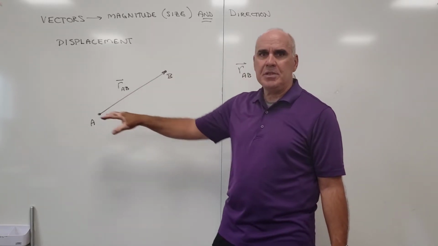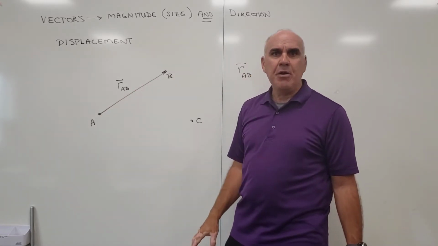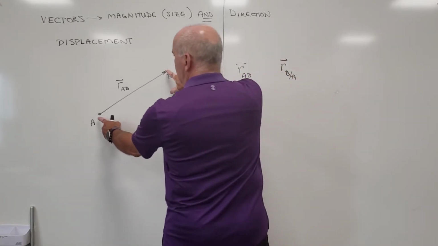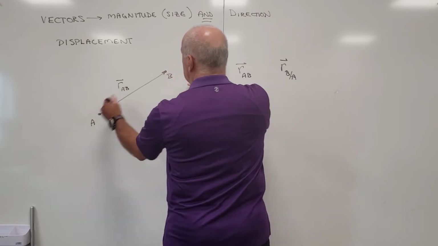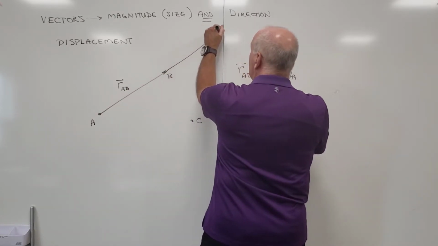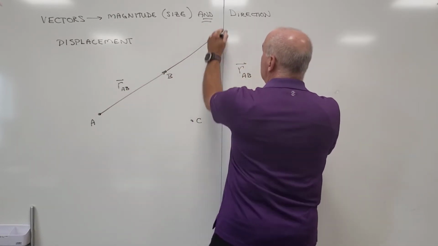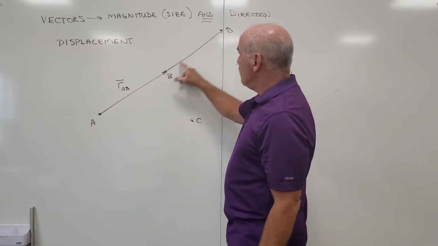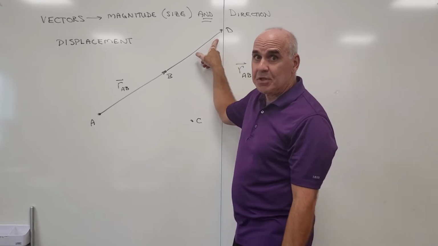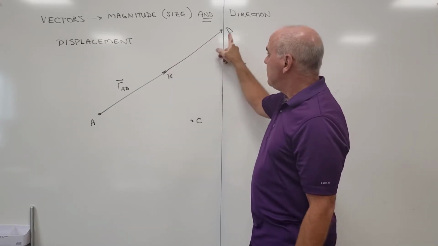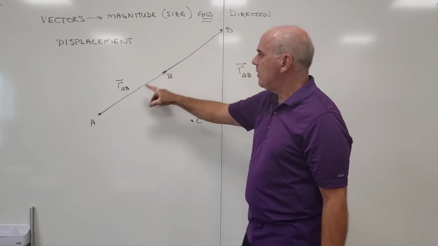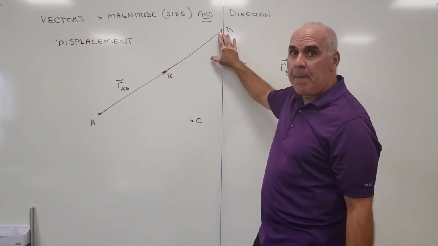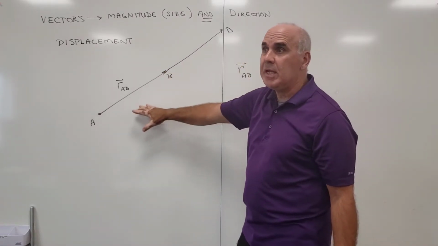Well, what if I travel in the same direction, but I go farther? Then I would have a bigger vector. So let's say I had traveled not just to B, but I kept on going to this point up here, which I'll designate D because I've already got a C down there. Along the same direction, pardon my crooked arrow, it's along the same direction. Let's assume it's the same length. So A to B is the same length as B to D.